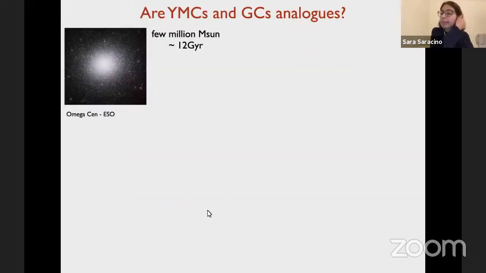Okay, so to test this hypothesis, one easy thing that one can do is to compare globular clusters with young massive clusters. Just to give you an idea, this is a picture of omega Cen, which is not really the prototype of a classical GC, as we all know, since it's the remnant of a galaxy that merged long ago with the Milky Way. But anyway, the idea here is to show you what a globular cluster looks like. This is a few million solar masses, with an age of more than 12 gigayear or so.